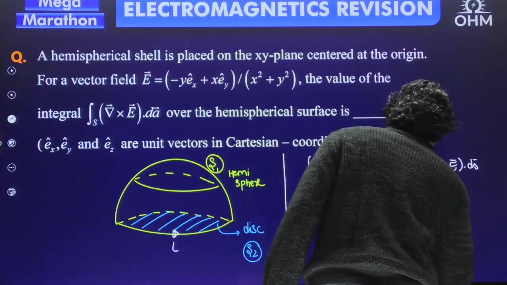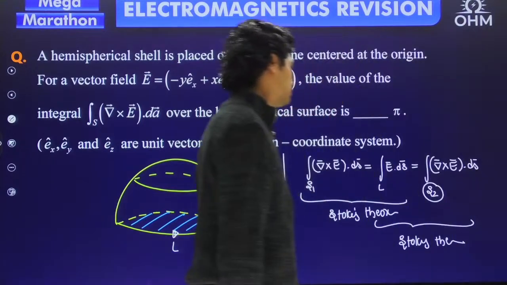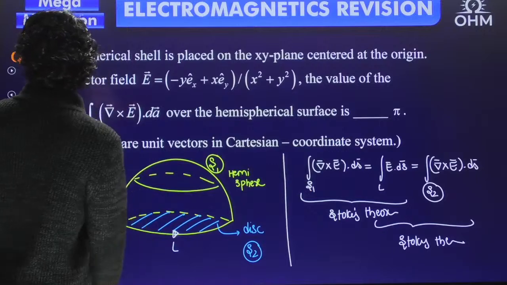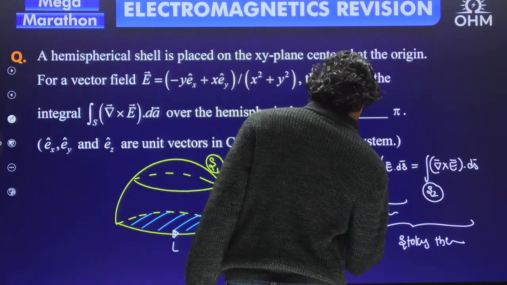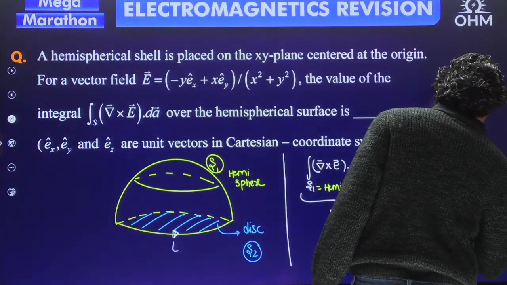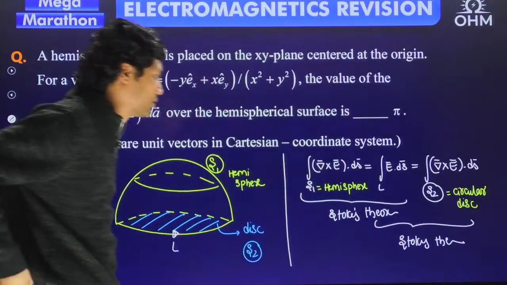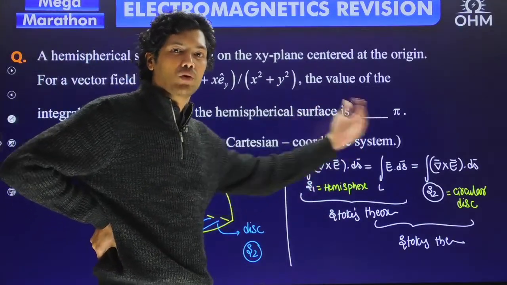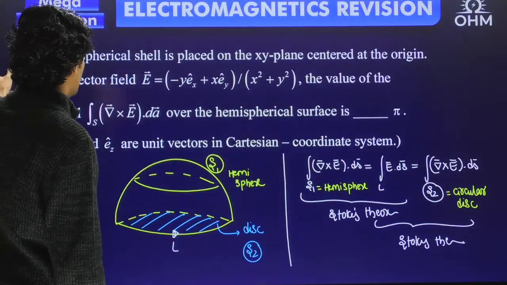And this part is also basically Stokes theorem only. Okay. So instead of going for this hemispherical surface, I'm going for a circular disk. The only difference here is that S1 is basically the hemisphere, whereas S2 is the circular disk. So I'm modifying the problem into a problem of a circular disk, not a problem of a hemispherical surface now. Okay, so let's take the data.